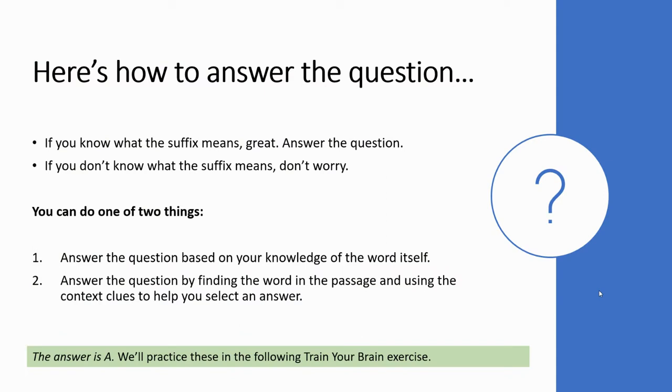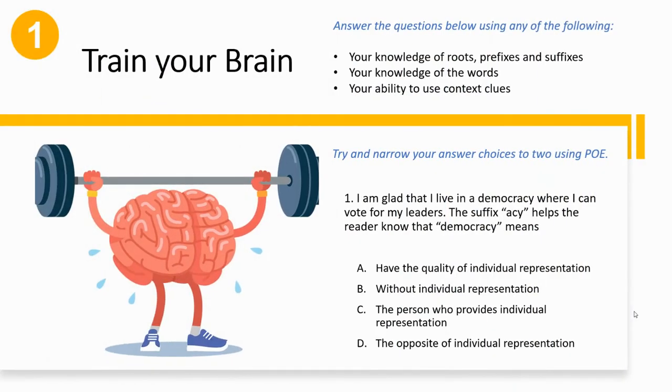So here's how to answer that question. If you know what the suffix means, great, answer the question. If you don't know what the suffix means, don't worry. You can do one of two things. Answer the question based on your knowledge of the word itself. Or answer the question by finding the word in the passage and using the context clues to help you select an answer, which we have talked about before in here. The answer is A, and we'll practice these in the following Train Your Brain exercise.